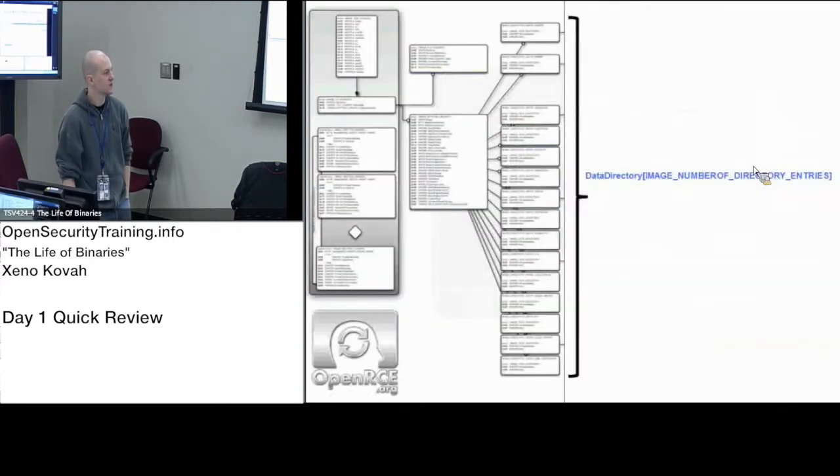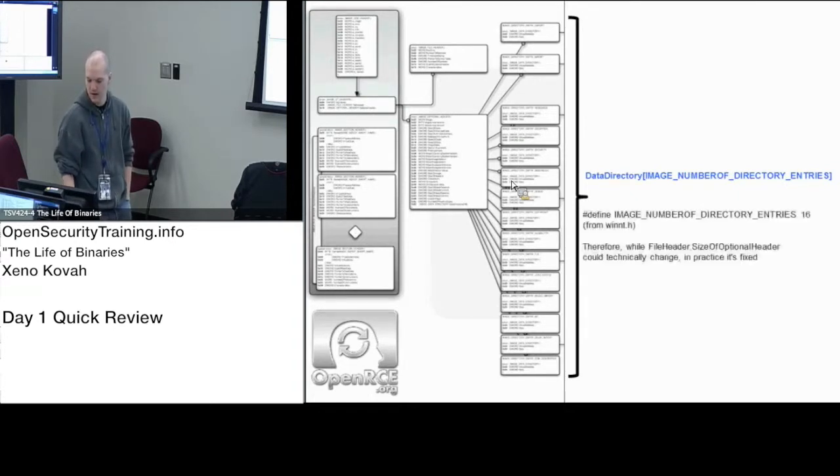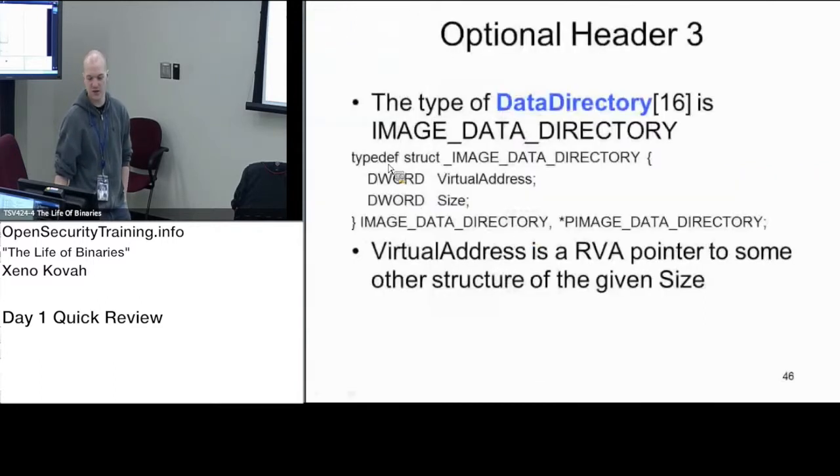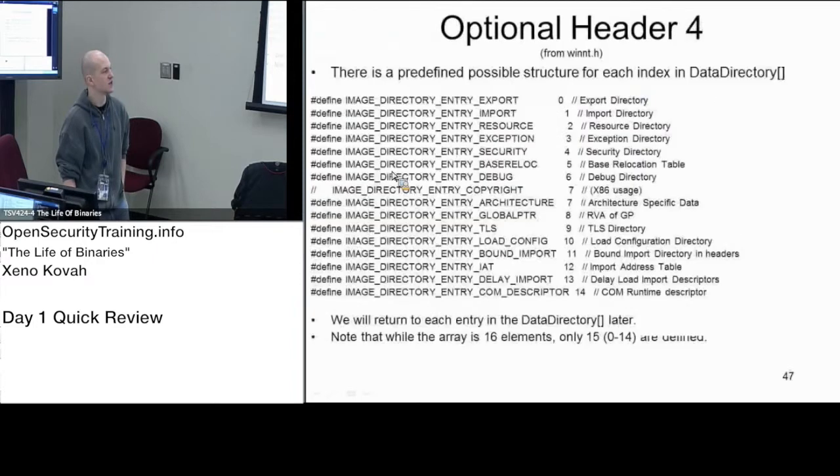All right, so the data directory is just this big array of, technically, 16 things. I think only 15 of them are actually filled in. The data directory is big because of all these other topics we're covering: imports, exports, and we saw delayed imports and bound imports, which are all referenced from the data directory. So it's just an array of these structures at the end of the optional header. The structure has two fields in each entry. That's the important thing: if I'm asking you questions about this or that index in the data directory, this is where you figure out what index it is.